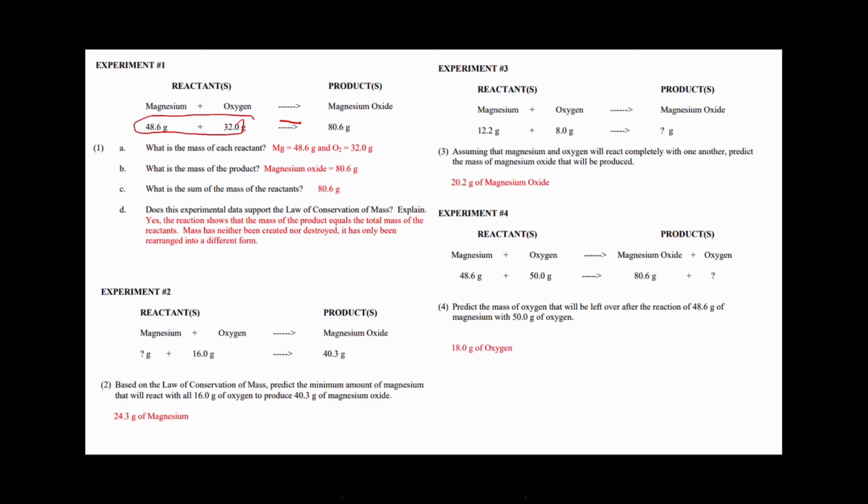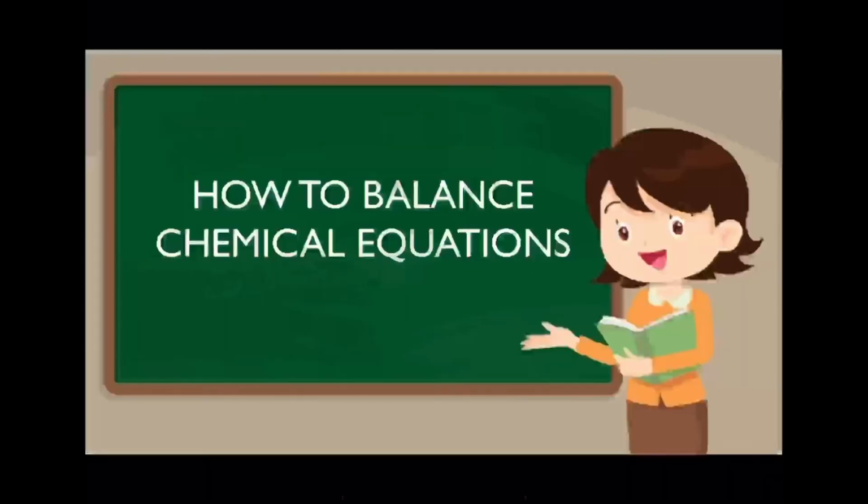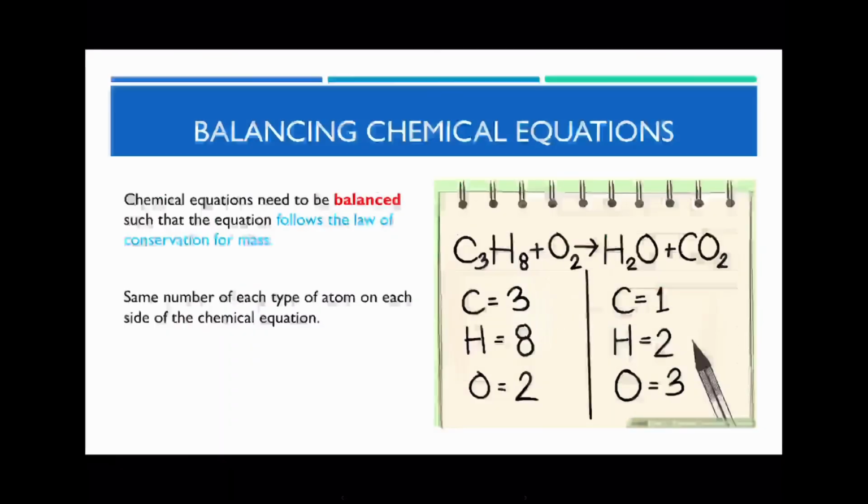We're going to be moving on to the next topic, which is how do we actually balance chemical equations. You don't need to copy down anything on this slide, because this is pretty much restating the things that you've copied down earlier. The first dot point says chemical equations need to be balanced such that the equation follows the law of conservation of mass. This means that there's the same number of each type of atom on each side of the chemical equation. On the right hand side of my little diagram, notice that these numbers are not equal to one another.